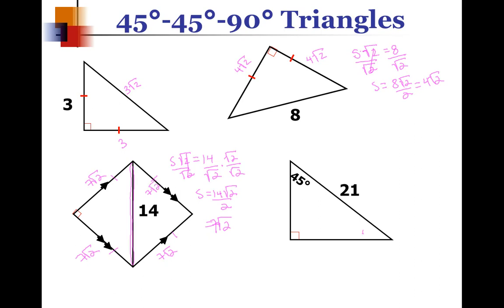This final one is 45, 45, 90 as well. So the side times root 2 is equal to 21. Divide by root 2. Divide by root 2. The side is going to be 21 root 2 over 2. So both of these sides will be 21 root 2 over 2.